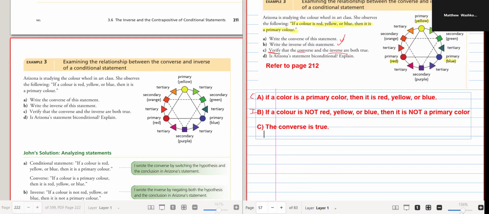Now, what about the inverse? The inverse: if a color is not red, yellow, or blue, so I'm looking at every other color here, except for our primary ones, then it is not a primary color. And that's correct. Primary is only listed under those three colors. So that means this is also true.